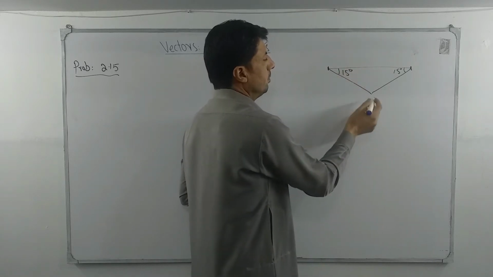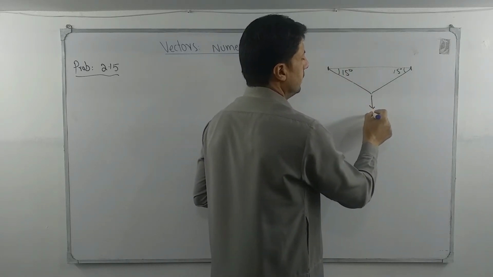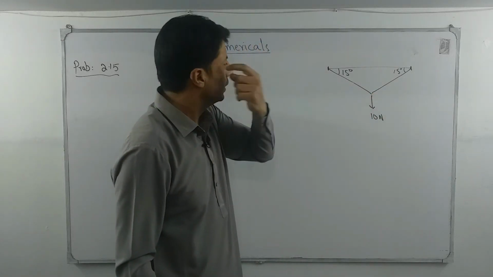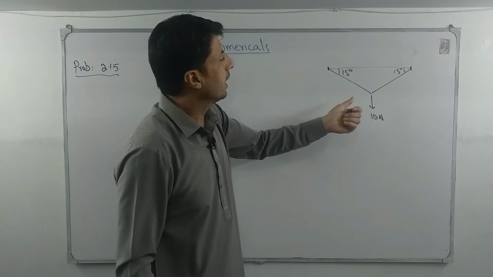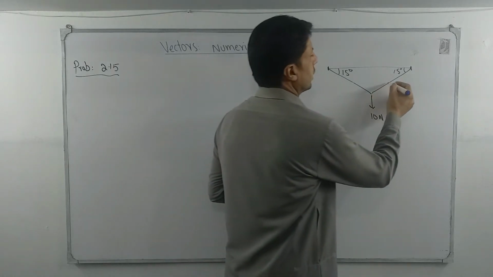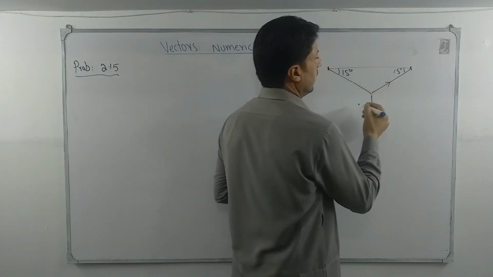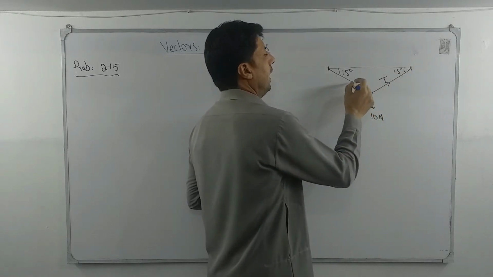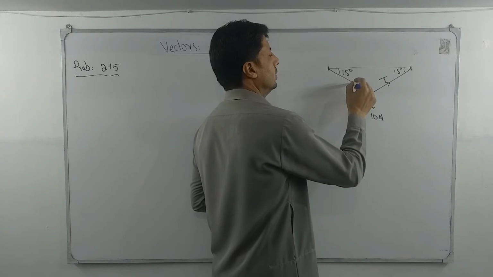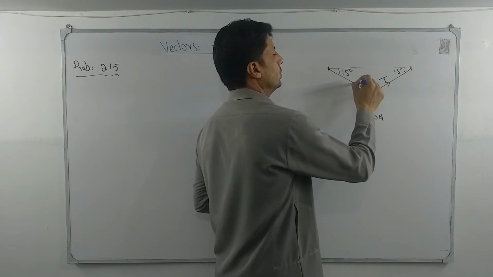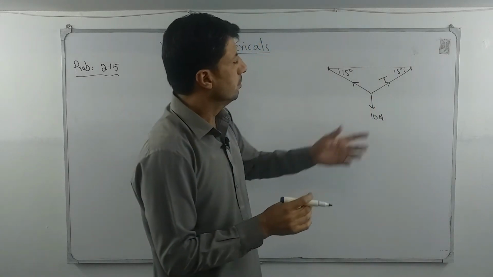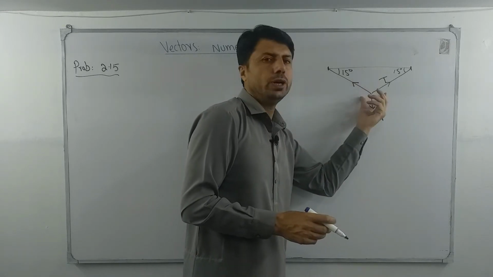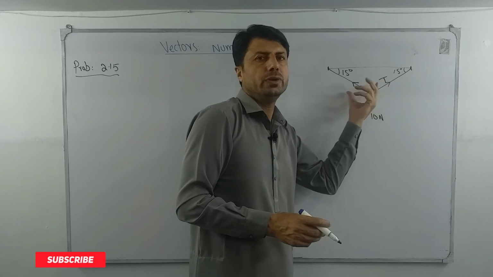Because of this 10 Newton load which has been suspended from this point, a tension is produced in this string, this cloth line, acting upward and in this direction. Another tension, the same tension, will be produced here because the 10 Newton load has been suspended from the midpoint. Therefore, on both sides the tension will remain the same.